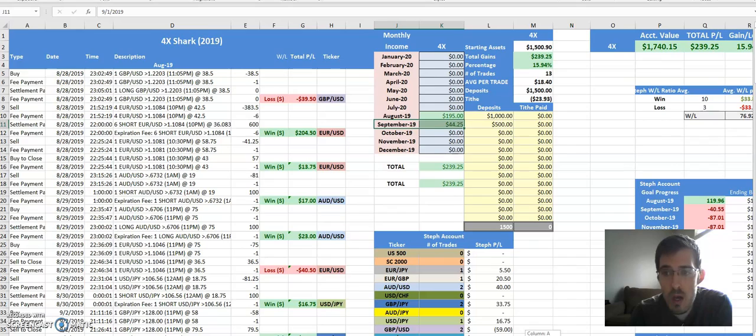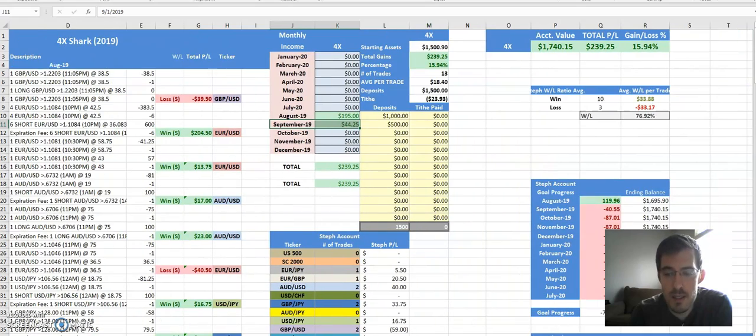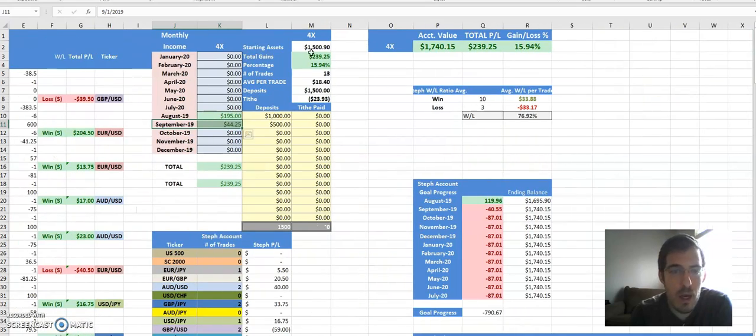Now, if you scroll over, you can see up here at the top, my starting balance was about $1,500.90, which is not an even amount, but that's what I started with. You can see my total gains, which is $234.39, or $39.25, and my percentage gain, which is about 15%. And then I also calculate number of trades and then average win per trade or average loss. So if I'm actually losing money, that would be a negative amount.